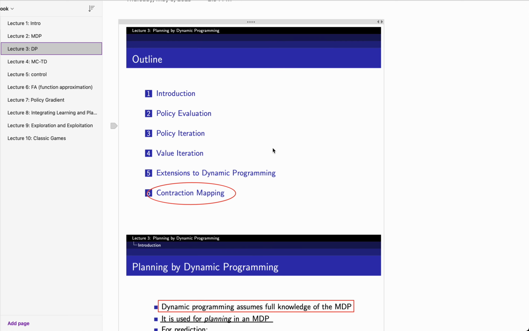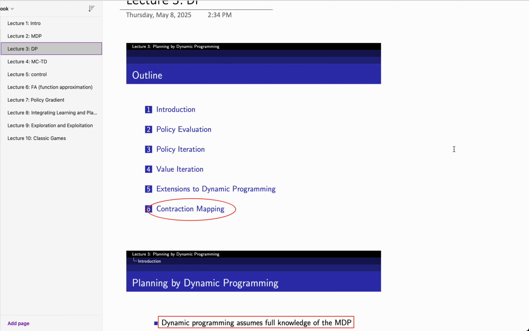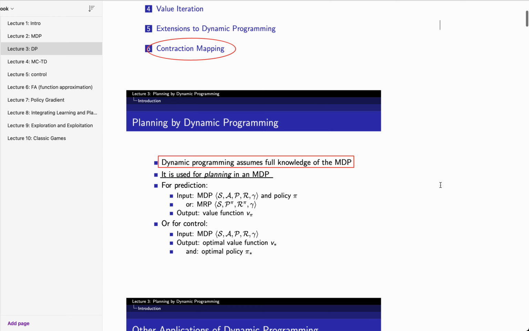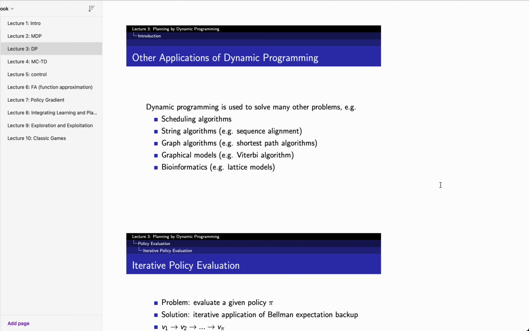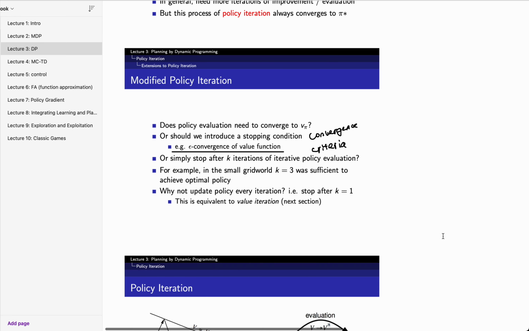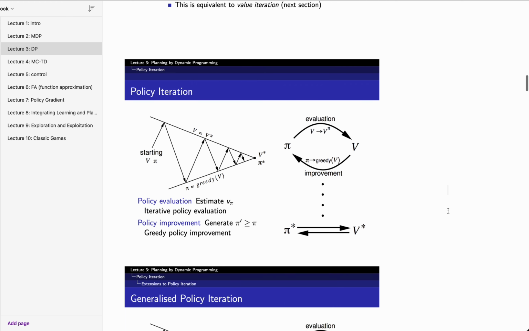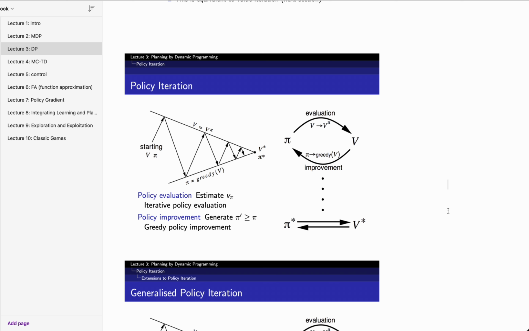In this lecture, David explained using policy iteration and value iteration with the help of dynamic programming to find out the optimum solutions. So I'm going to explain what is policy iteration and value iteration. Okay, I guess I'll skip over to this slide first to explain what is policy iteration.